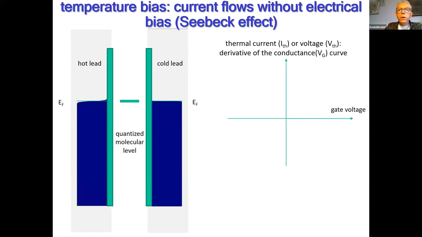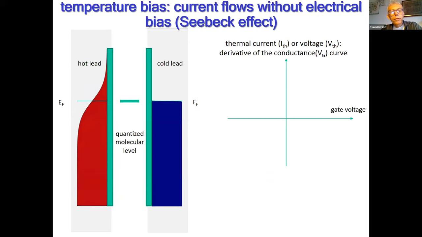So what happens now if we do a thermal bias? It's very important to realize that there is no electrical bias. On the left-hand side, I have heated up my left lead. It became red. You see also that the Fermi function has changed because of the heating. On the right-hand side, we have the cold lead. And we're going to do the same thing now. We put the level down, and we go up slowly.